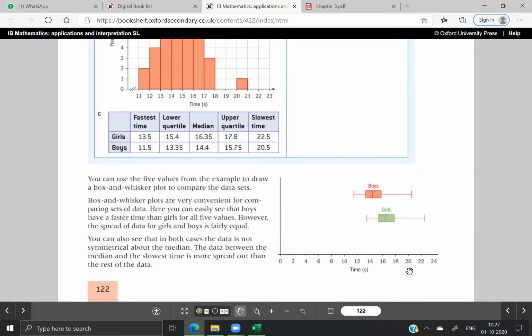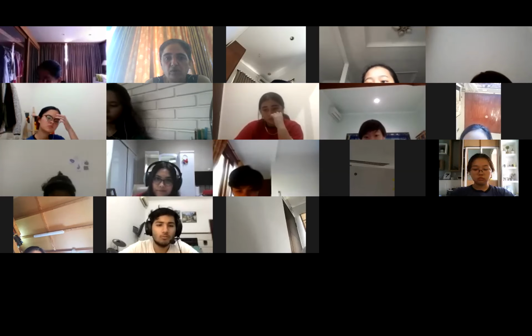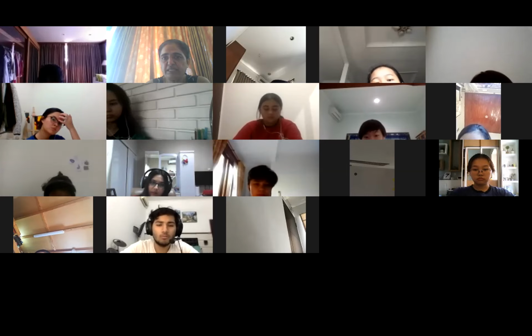Basically here, you need this x-axis where you will write the time. Now, there are 5 things which are essential when you are drawing a box and whisker. These are the 5 things which you need. One is the smallest value, the other one is the lower quartile, the median, upper quartile, and the largest value. Let me draw it and show you. The box and whisker is very, very important. Always one question is definitely asked.